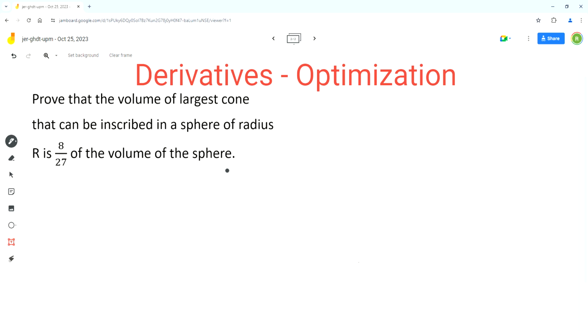So the first step is to draw a diagram for this problem, and we should show the sphere with a cone inside it. So let's assume this is the sphere. Now we can draw the cone. This is the center of the sphere. The radius of the sphere is r.